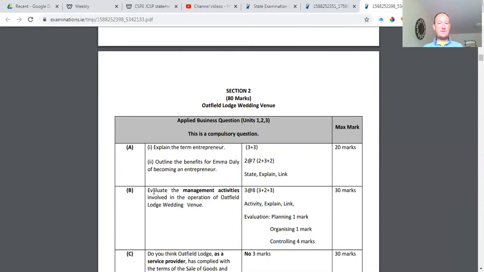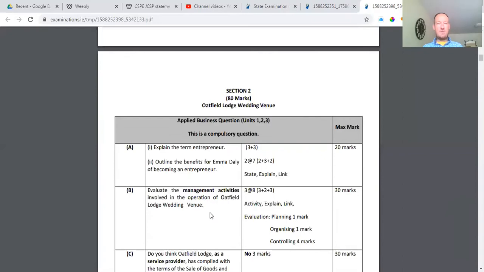Now, evaluate. On my website you've got a list of key terms that explains exactly all those command words. If you don't understand what evaluate means, you're going to struggle to answer the question appropriately. So make sure you've looked at a file called command words on my website under Leaving Cert Business Resources. Okay, so: evaluate the management activities involved in the operation of Oakfield Lodge wedding venue. So there you've got to start thinking to yourself, I need to know the management activities, or I'm not going to be able to answer this question.